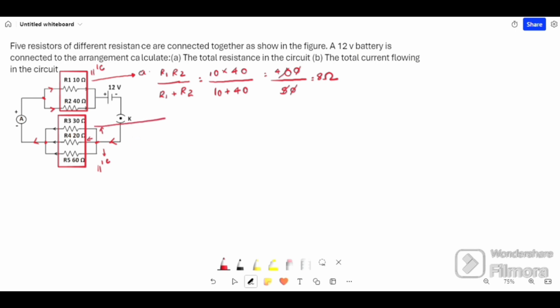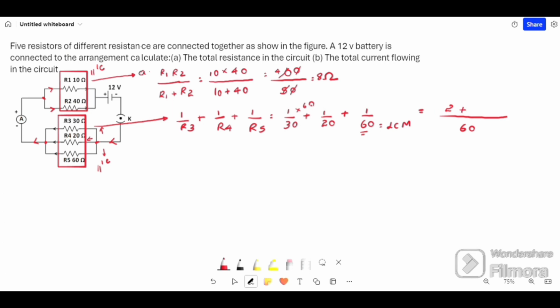For the second loop, we can use the formula 1 by R3 plus 1 by R4 plus 1 by R5, because we have 3 resistors. 1 by 30 plus 1 by 20 plus 1 by 60. By taking LCM as 60, we can simplify the equation: 60 divided by 30 is 2, 60 divided by 20 is 3, and 60 divided by 60 is 1. So 2 plus 3 plus 1 is 6 by 60, which is 1 by 10. So this is 10 ohms.